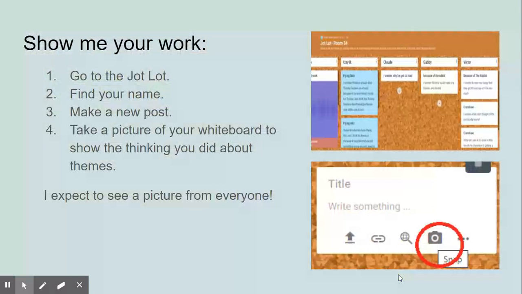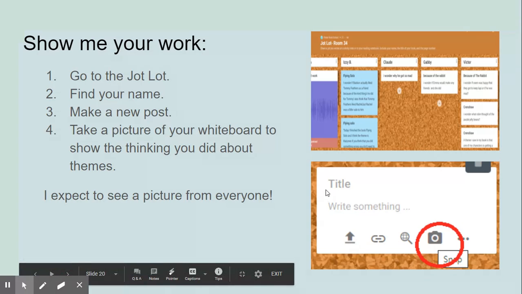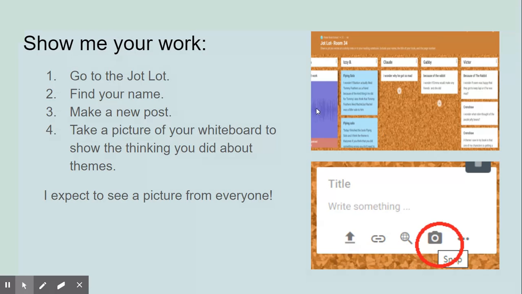All right, so now it's time for you to show me your work. You're going to go to the Jot Lot. You're going to find your name and make a new post. You're going to take a picture of your whiteboard to show me the thinking you did about themes. And I expect to see a picture from everyone when I go on here to show me what you have learned.